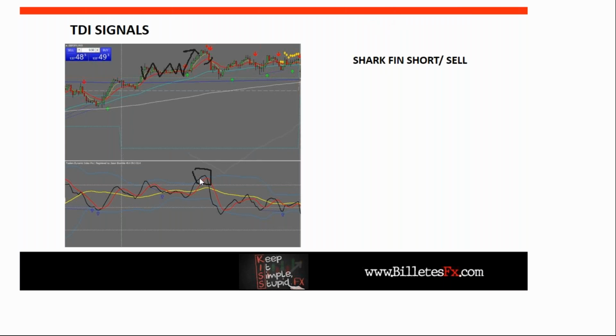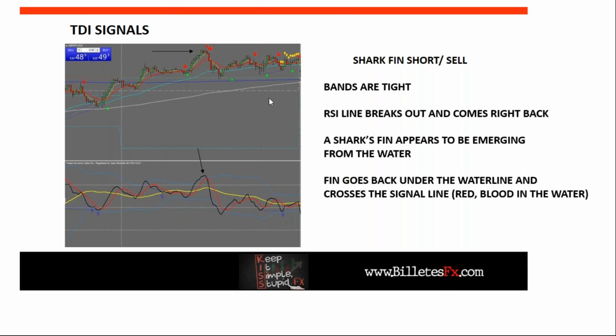And notice how it goes. We call it a shark fin because it looks like a shark fin above the volatility band that's blue. It looks like a little shark fin up there. Okay, there's the arrow pointing to the shark fin. There's the arrow pointing to the stop hunt at the high of the day. The bands are tight. RSI line breaks out and comes right back in. Breaks out and comes back in. The shark fin comes right back in.